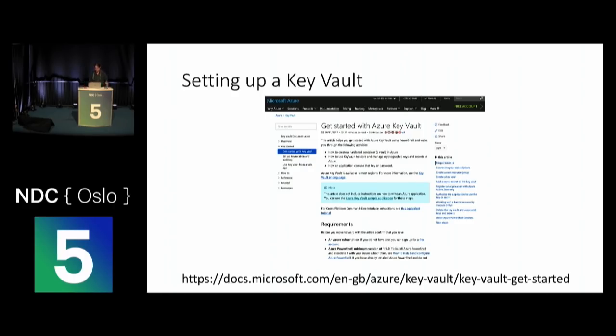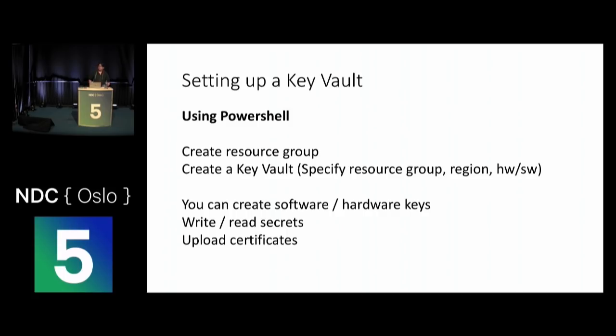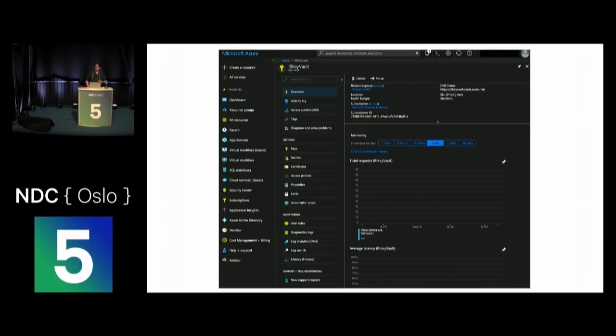It's not that complicated. But broadly, if you're using PowerShell to set this up, you create a resource group or reuse an existing resource group. You create the Key Vault, you specify the resource group, the region you want it set up in, and whether you want the hardware or software variants. And then from there, in the portal, you can create keys, upload secrets, etc. Once that's done, you have full blade access to it in the portal, like you would with any other asset in Azure. So you can administer it and monitor it from there.